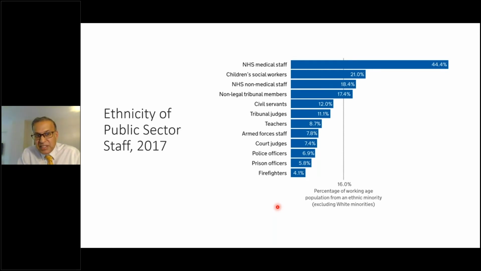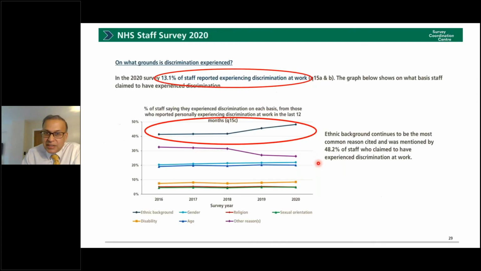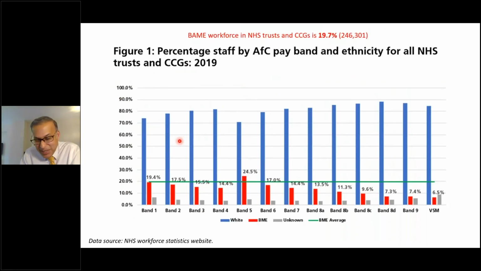When you look at the ethnicity of public sector staff, it is quite apparent that NHS is the most ethnically diverse public sector organization, with over 44% of the NHS staff from ethnic minorities. Professor Emmanuel has already shown this slide. In the NHS staff survey 2020, 13% of the staff reported discrimination at work. And the most common cause cited was discrimination based on ethnicity. Again, Professor Emmanuel has already shown this slide.